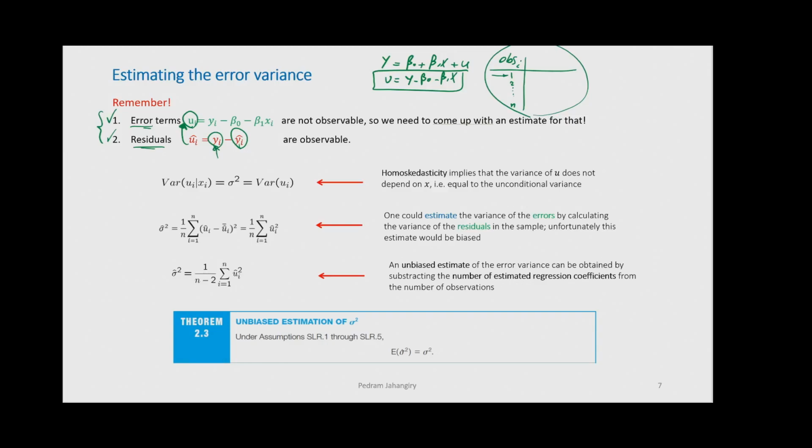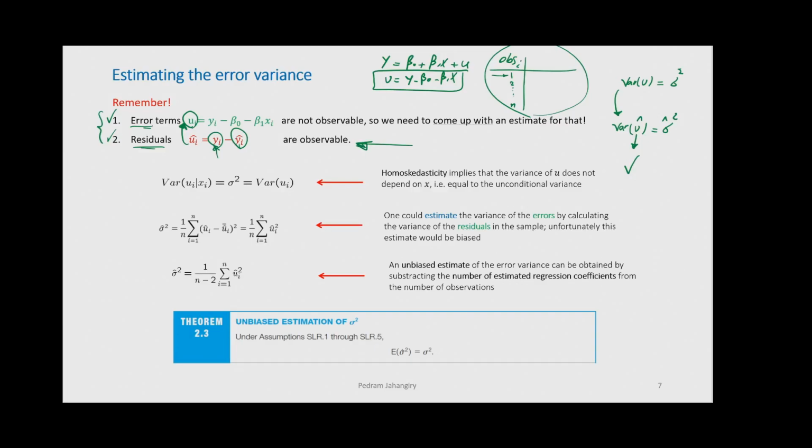We know u's are unobserved. So what is the observable version of the errors? We call them residuals, right? And we were interested in the variance of u, which we call sigma square. What is the best estimate for this guy? The variance of u hat. That's it. We call it sigma hat squared. And I already know what u hat is. This is my u hat, and it is observable.